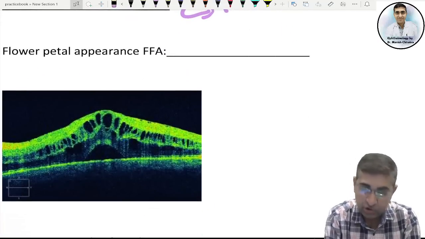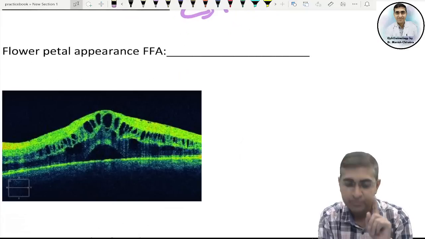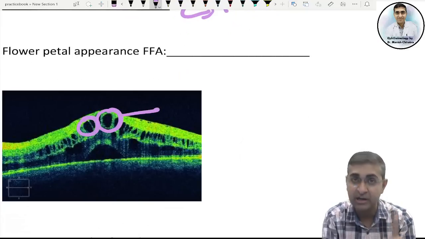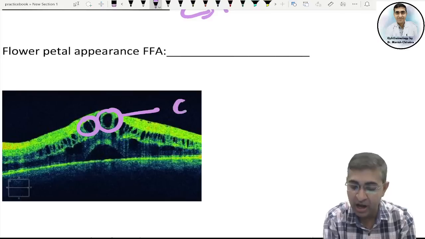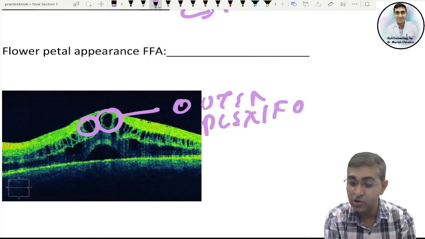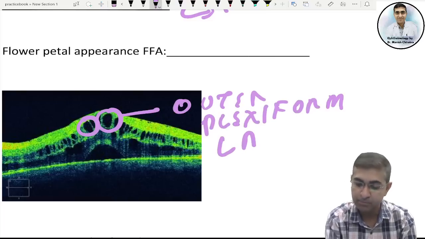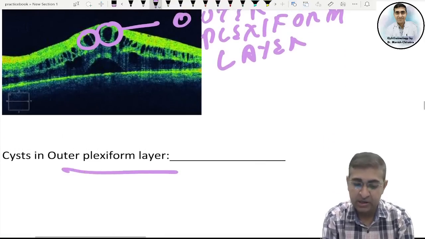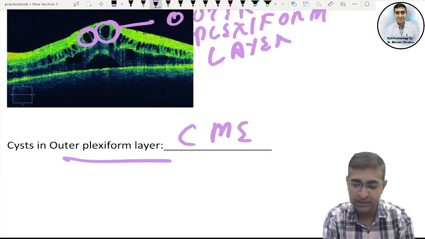Now it is also a case of cystoid macular edema. You can actually see the cyst in which layer? In CME the cysts are present in the outer plexiform layer. This is your OCT macula image. So this is a case of CME.